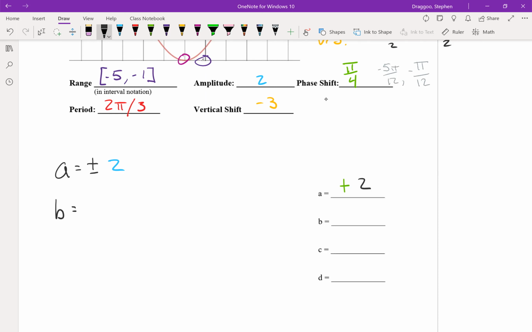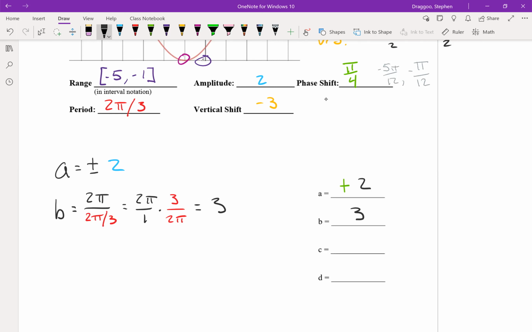B, I need 2 pi divided by the period, which in our case is 2 pi over 3. Here's where simplifying the period is going to be nice, because it's going to make this math easier. So this is 2 pi over 1 times 3 over 2 pi. And that simplifies to 3. So I'll put that in the box.